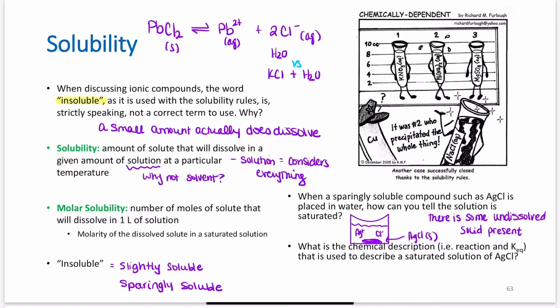So reality versus conceptual. Lecture is going to tell you to go ahead and calculate that Q value and compare Q to K, see how much you can dissolve until it's just saturated. Reality is we're probably not going to calculate it. We're probably just going to dump some in there until we have some solid left over in the bottom, and then we know it's saturated. What is the chemical description, i.e. the reaction in KEQ, that is used to describe a saturated solution of silver chloride?